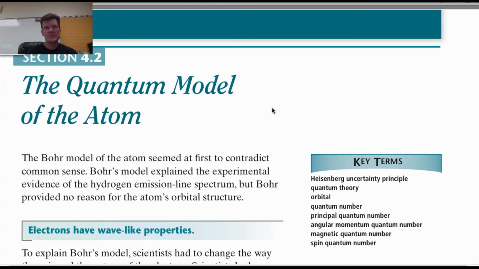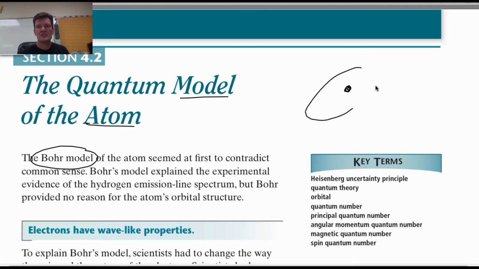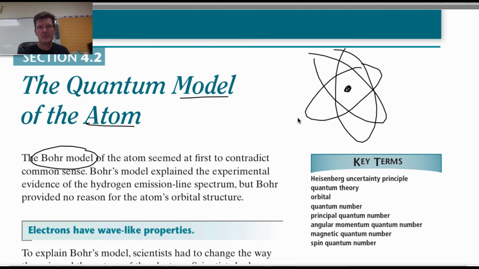All right, let's talk about section 4.2. In 4.2, I'm not going to require you to know everything in this section, and we're going to keep it fairly straightforward. So just stick with me, and I'll tell you exactly what you need to know. We're going to talk about a different model of the atom. Remember, we talked about the Bohr model. The Bohr model basically says there's a nucleus, and electrons are orbiting around that nucleus like planets around the sun.